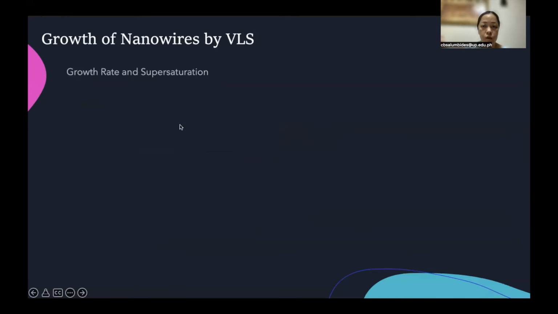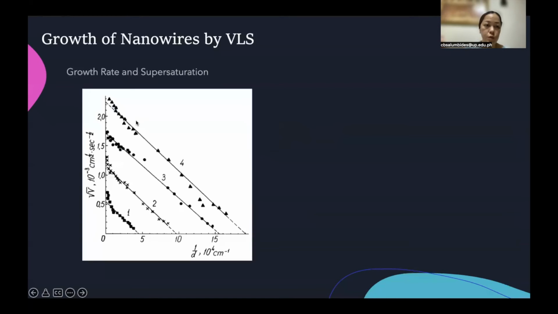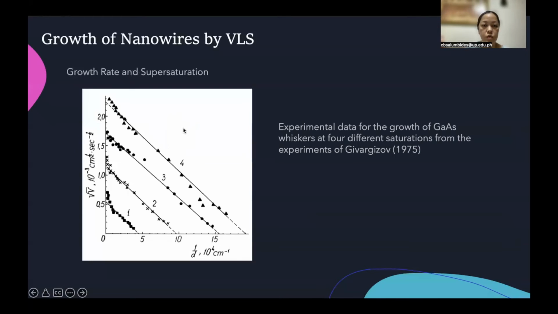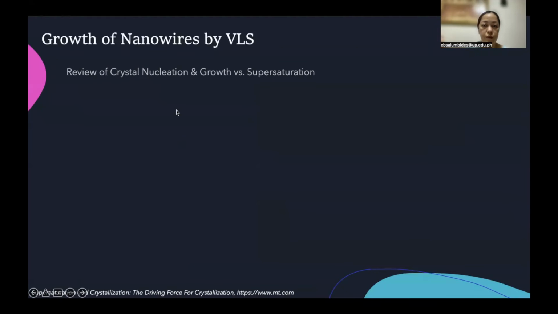Now, we go on to the relationship of growth rate and supersaturation. The figure shows experimental data for the growth of gallium arsenide whiskers at 4 different supersaturations from the experiments of Yuvargizov in 1975. The y-axis represents the growth velocity, and the x-axis the wave number.